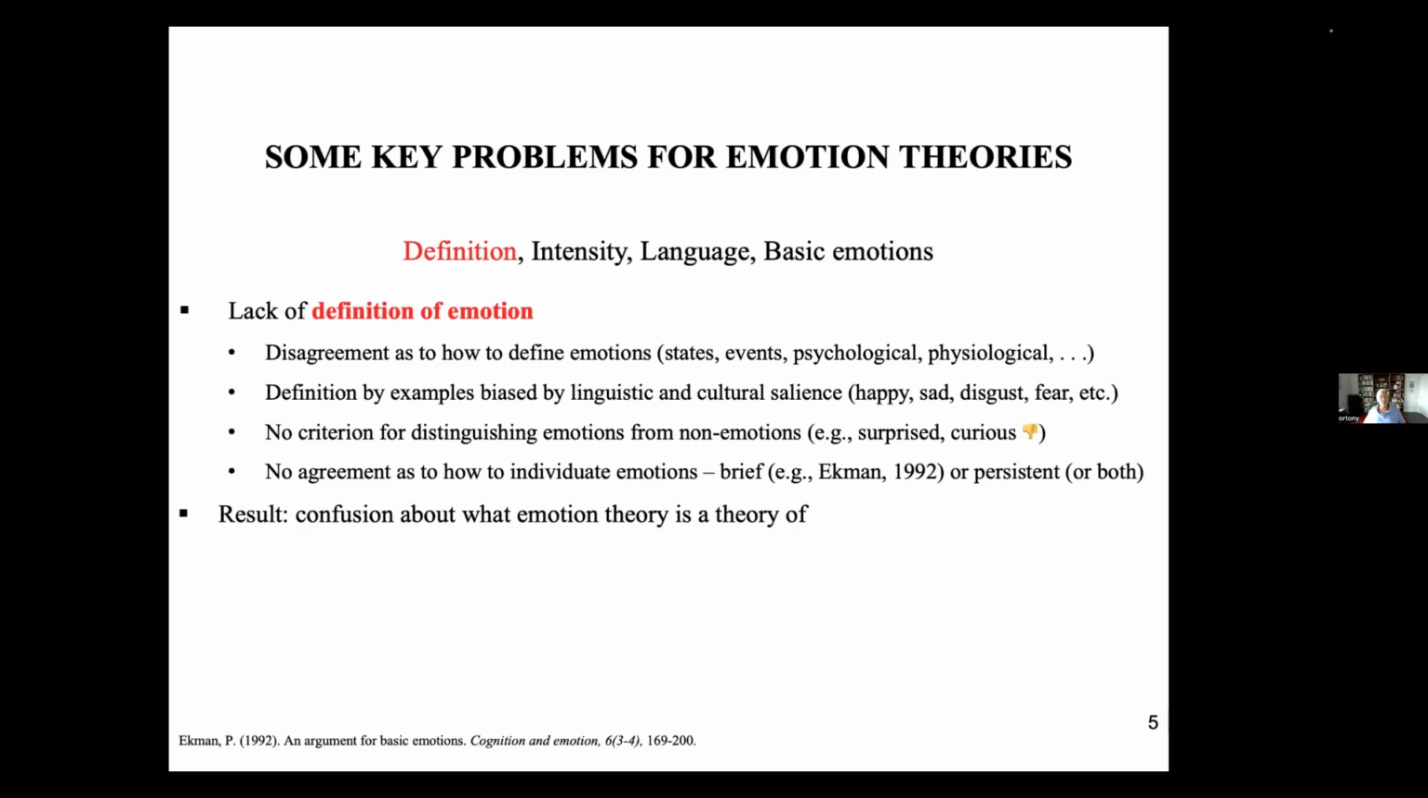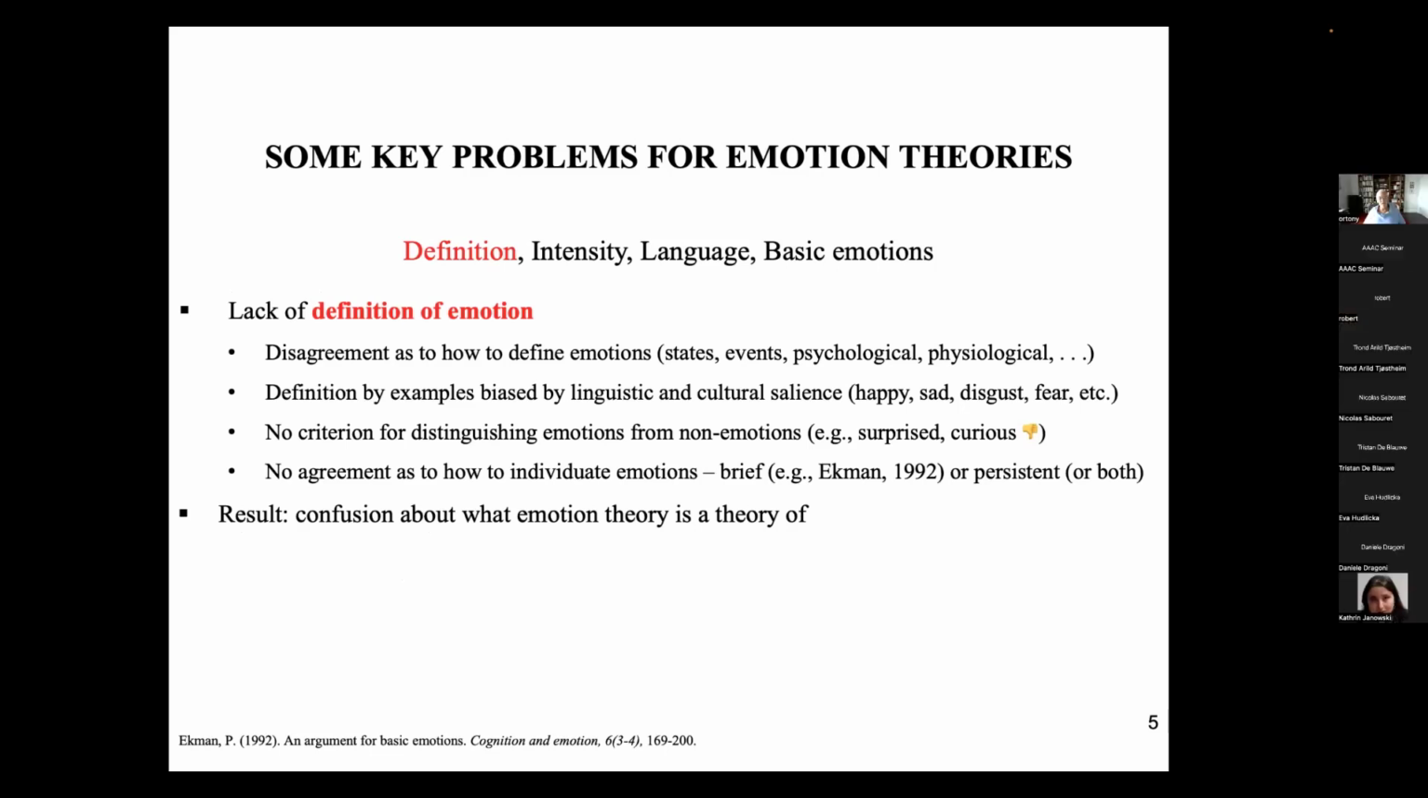One might think it curious that there's no agreed upon definition of emotion that's used by emotion theorists, regardless of whether they're philosophers or psychologists or computer scientists or anthropologists. People don't agree on what an emotion is. Some people think that they're states, some people think they're events, some people think they're intrinsically psychological, some people think they're intrinsically located in the body, and so on.